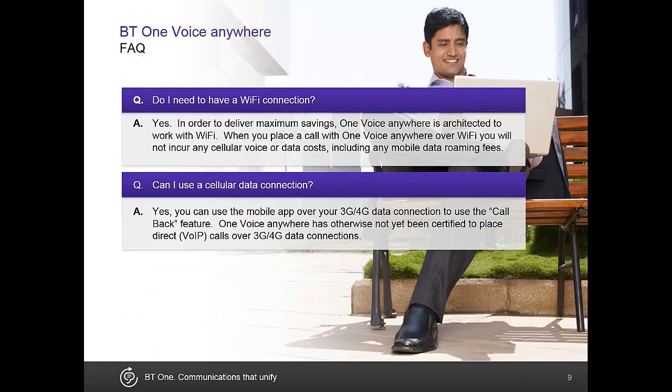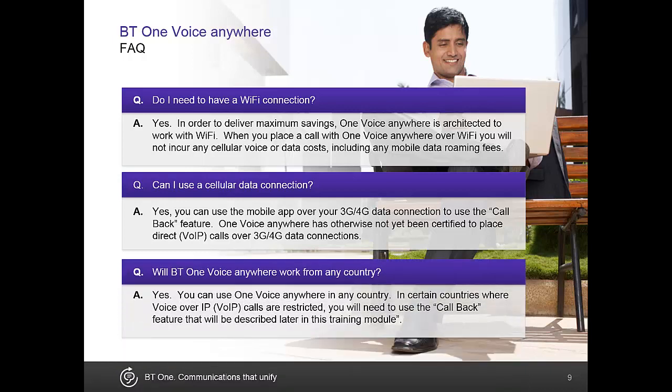Can I use a cellular data connection? Yes, you can use One Voice Anywhere over 3G or 4G data connection to use the callback feature that will call you back at a specified phone number. One Voice Anywhere has not otherwise been certified to place direct calls over 3G and 4G data connections.